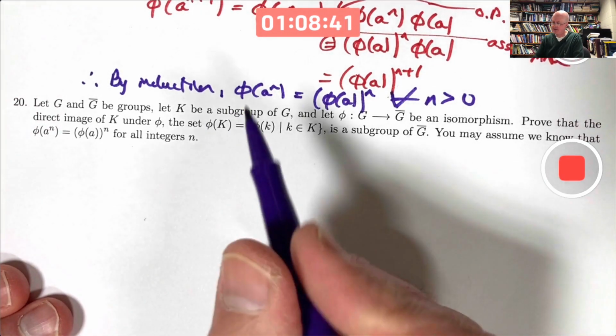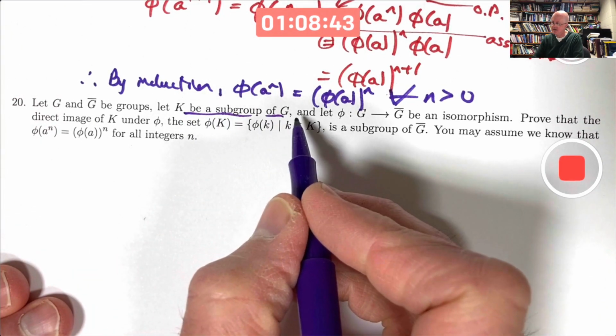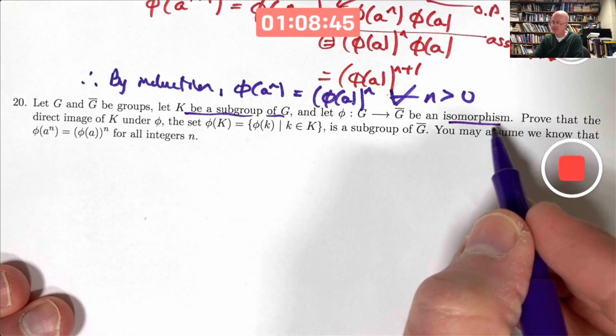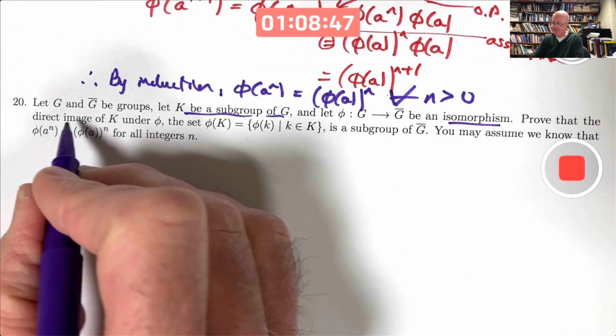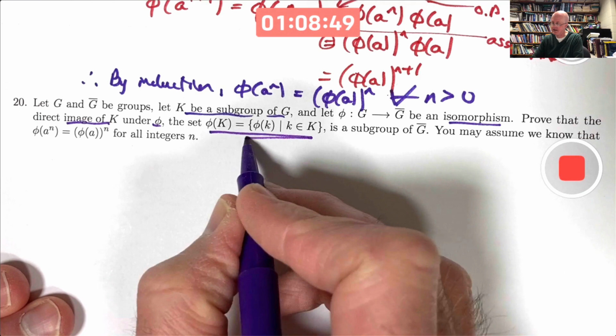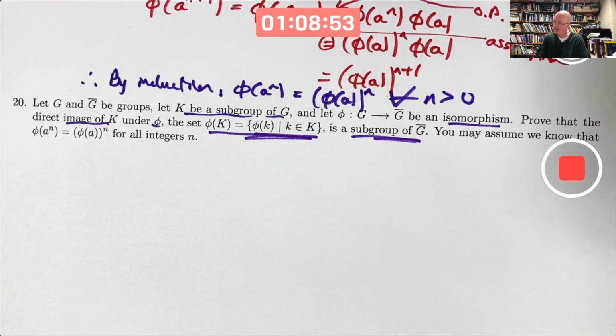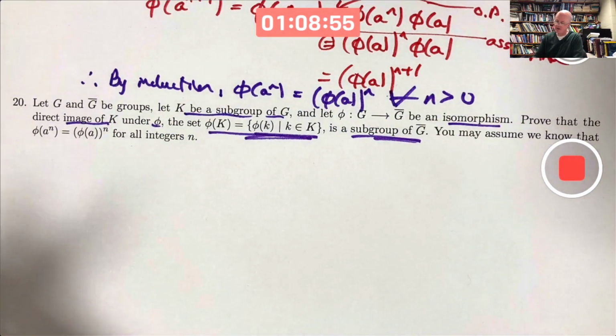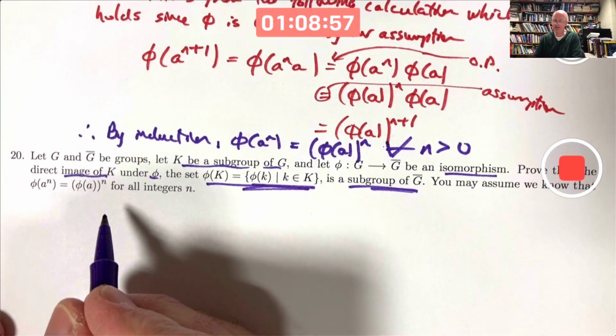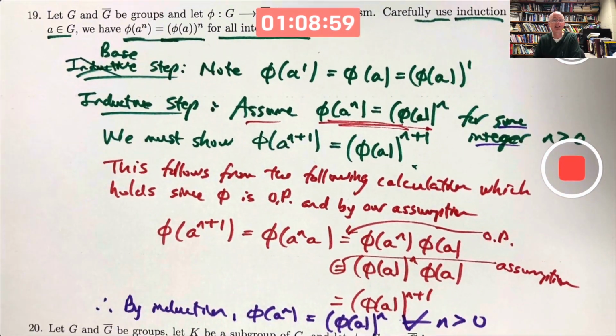Number 20. G and G bar are groups. K is a subgroup of G, and phi is an isomorphism from G to G bar. Prove that the direct image of K under phi, this set right here, is a subgroup of G bar. Okay, the subgroup test again. You may assume we know what we proved partially in number 19.